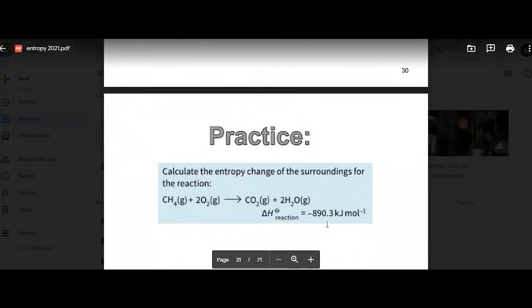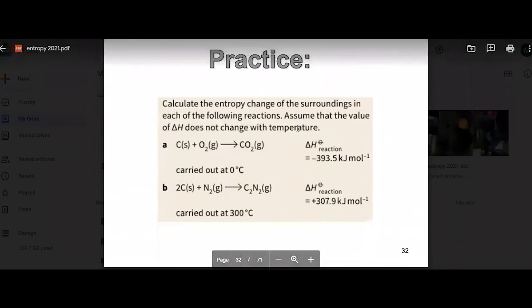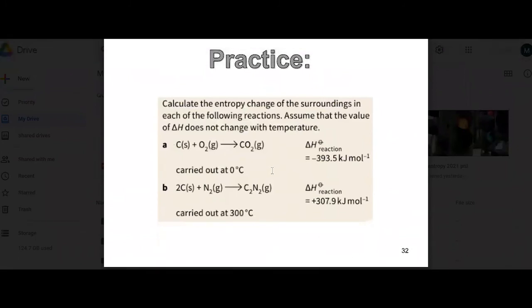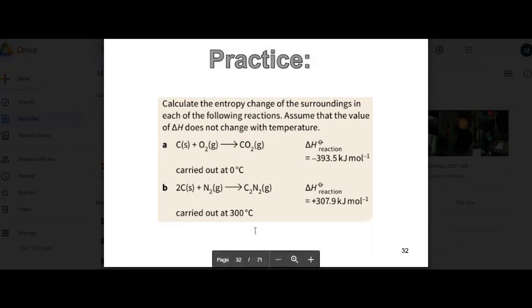This is the same. Let's find the answer: minus delta H of the reaction over T, so delta S of the surroundings. Do you get the same answer? I hope so. Okay, there are two more questions here. One is carried out at 0 degrees, and one is carried out at 300 degrees.